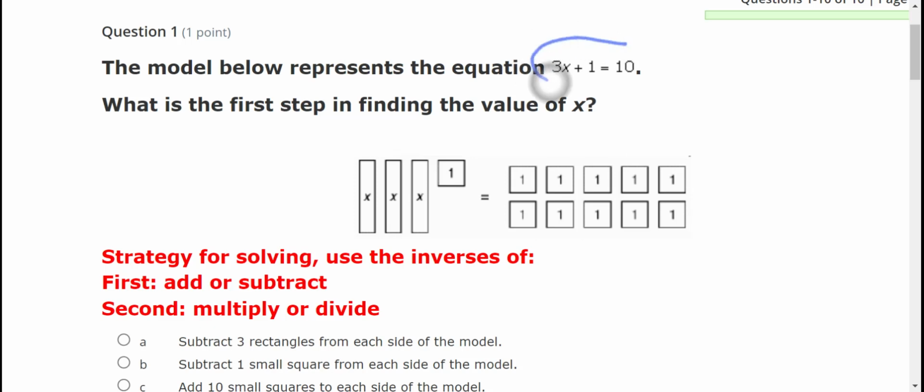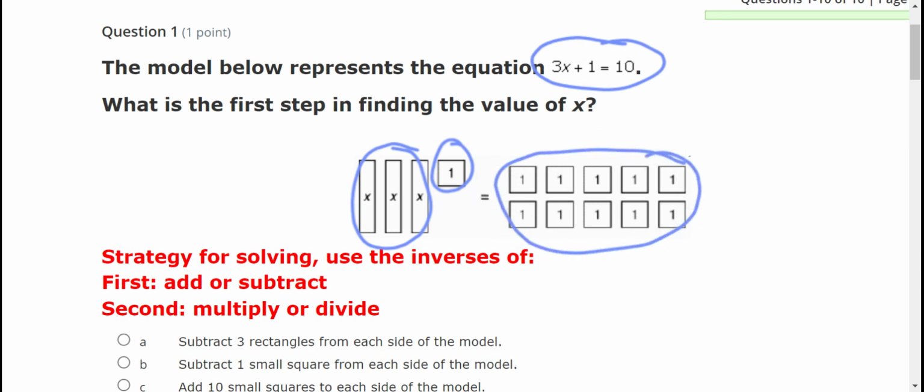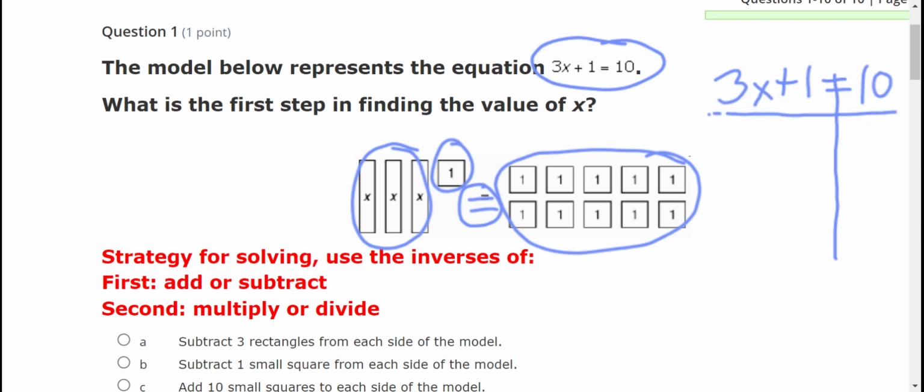We're going to look at this equation here. There's 3x plus 1 is equal to 10. We're going to start with the equation and we're going to draw the line down through the equal sign. So we're focusing on the side with the variable.